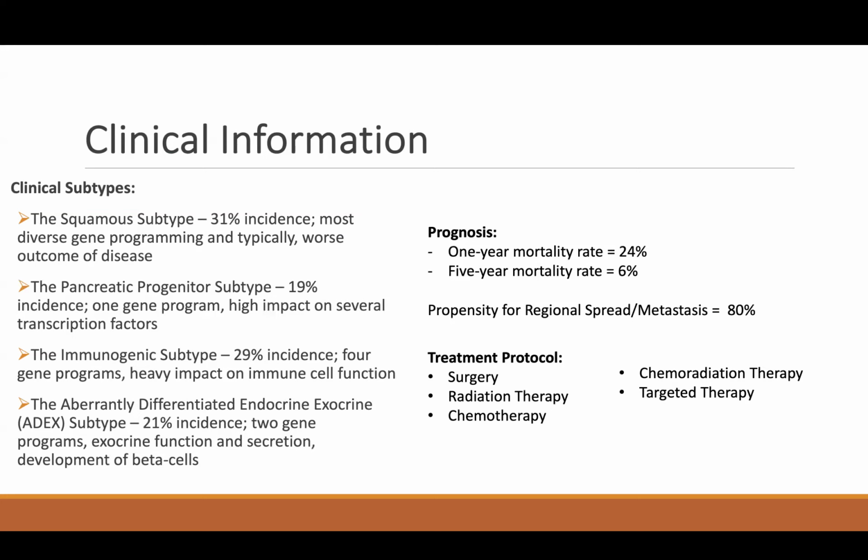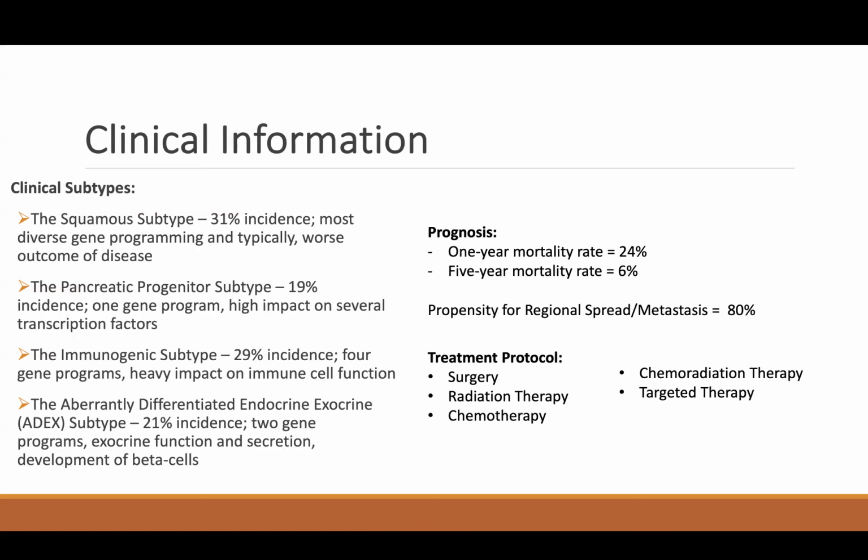Here next, we have the pancreatic progenitor subtype, and that has a 19% incidence rate. It only has 1 gene program, and it has a high impact on several transcription factors that take place within the body. Next, we have our immunogenic subtype, which has a 29% incidence rate, 4 gene programs, and a heavy impact on immune cell function. And restoration of the immune system is crucial for the survival rate of this subtype.